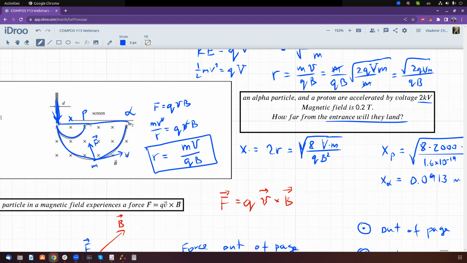So the alpha particle takes a bigger radius because it is heavier, but it is slower, square root of 2 times slower. They have the same kinetic energy, which means the alpha particle is slower. But then it has a larger mass, so it is less deflected, and it has a larger charge, so it is more deflected. So there are several factors in play here.